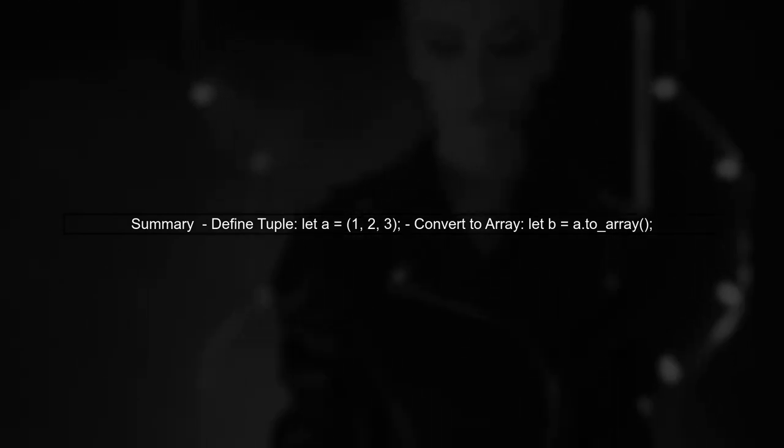We can use a method to convert the tuple directly into an array without naming each element. This approach simplifies our code and makes it easier to manage, especially with larger tuples. In summary, using a method like toArray allows for a more concise and readable way to convert tuples into arrays.